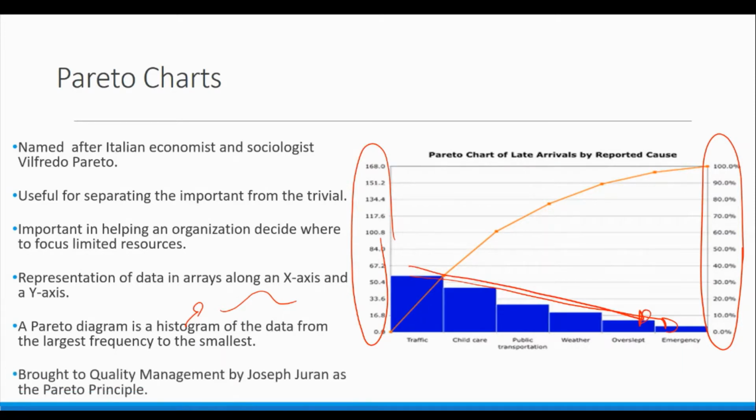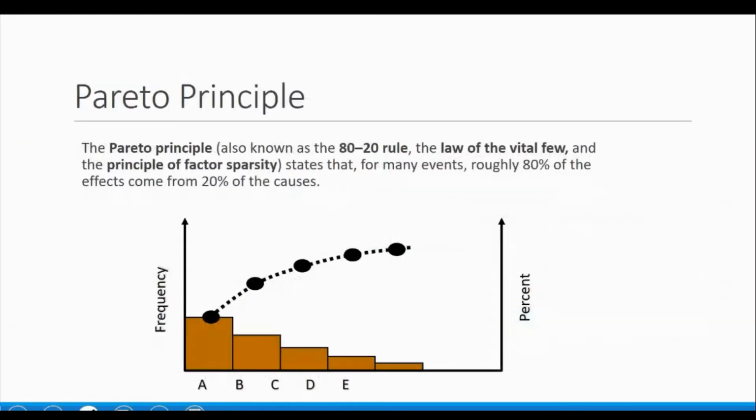The Pareto chart was brought into total quality management by Joseph Juran, who called it the Pareto principle. This Pareto principle has other names. It's also known as the 80-20 rule, the law of the vital few, and the principle of factor sparsity. Okay? This principle basically states that roughly 80% of the effects come from 20% of the causes. What does that mean? This means that 80% of your complaints usually come from 20% of your defects.